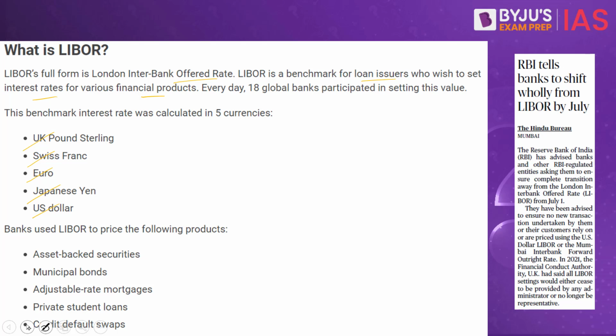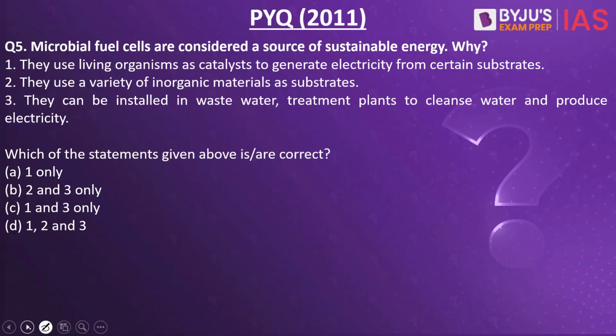Now let's look into the next practice question. Microbial fuel cells are considered a source of sustainable energy. Why? One, they use living organisms as catalysts to generate electricity from certain substrates. Two, they use a variety of inorganic materials as substrate. Three, they can be installed in wastewater treatment plants to cleanse water and produce electricity. Which of the statements given above are correct?